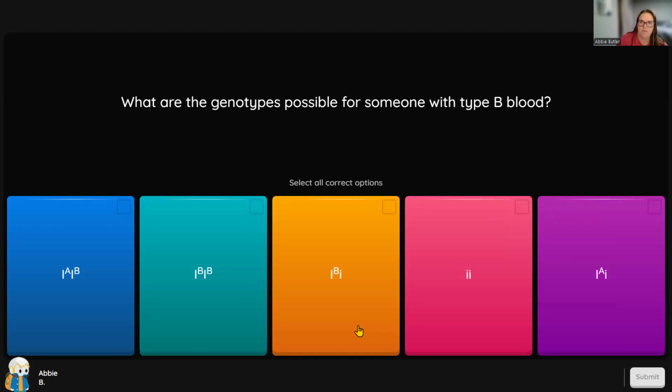And that one has 2 choices for your answer. And this one's asking you about the genotypes for type AB blood. There's only 1 choice for that one. This is asking you the genotypes for type A blood. There's 2 choices for this one. Asking you the genotypes for type O. There's only 1 choice for that one.